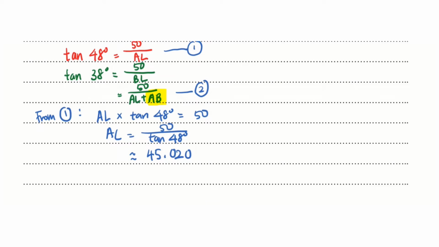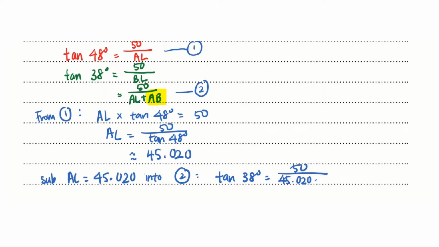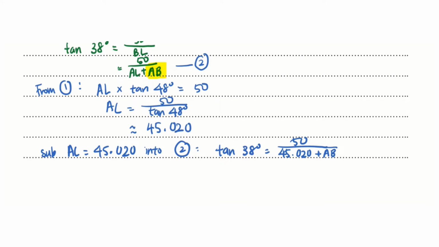So now that we know AL is 45.020, we will substitute AL equals to 45.020 into equation 2. So tangent 38 degrees equals to 50 over 45.020 plus AB. Let's do some manipulation. I know that for manipulation, some of you are rather weak in it, so we are doing cross multiplication.